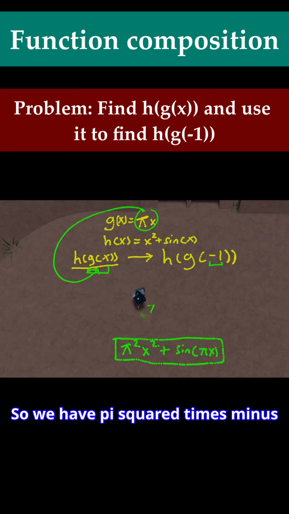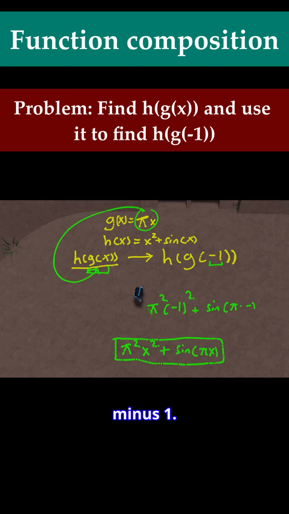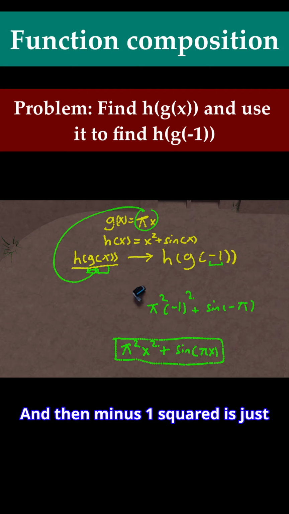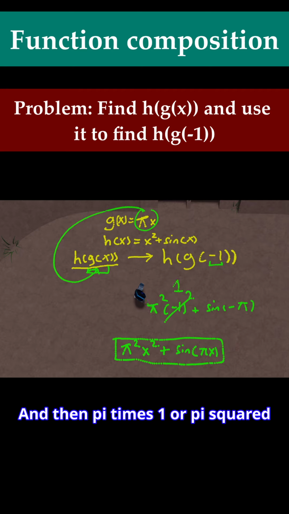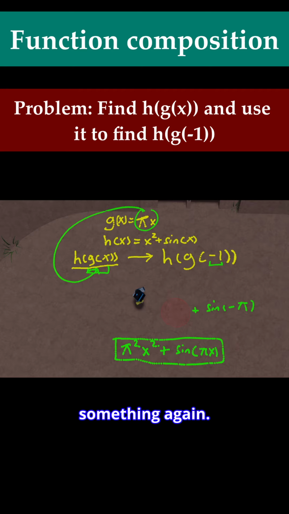So we have pi squared times minus 1 squared plus sine of pi times minus 1. So let's evaluate this. Pi times minus 1 is just negative pi. And then minus 1 squared is just 1. And then pi squared times 1 is just pi squared, because whenever you multiply something by 1, you get that something again. So you have pi squared. And then sine of minus pi.